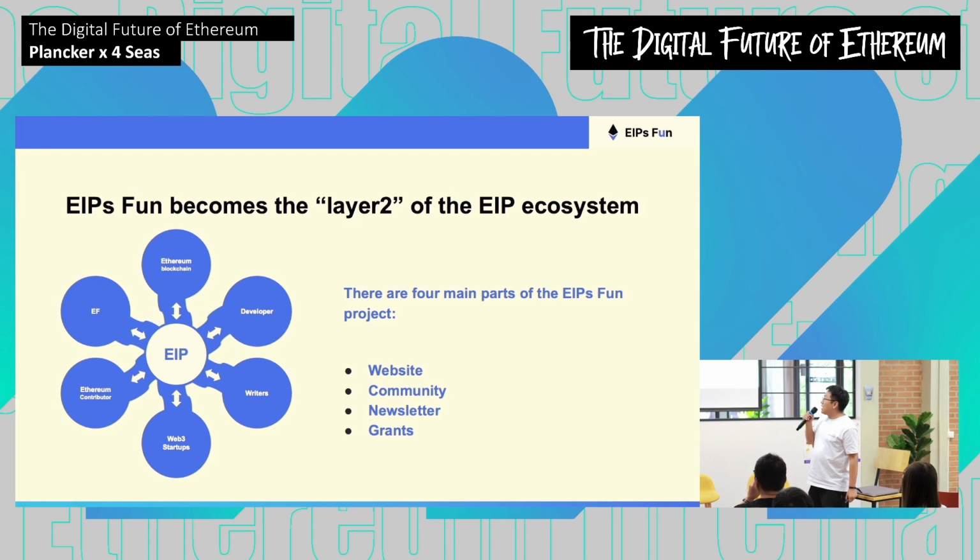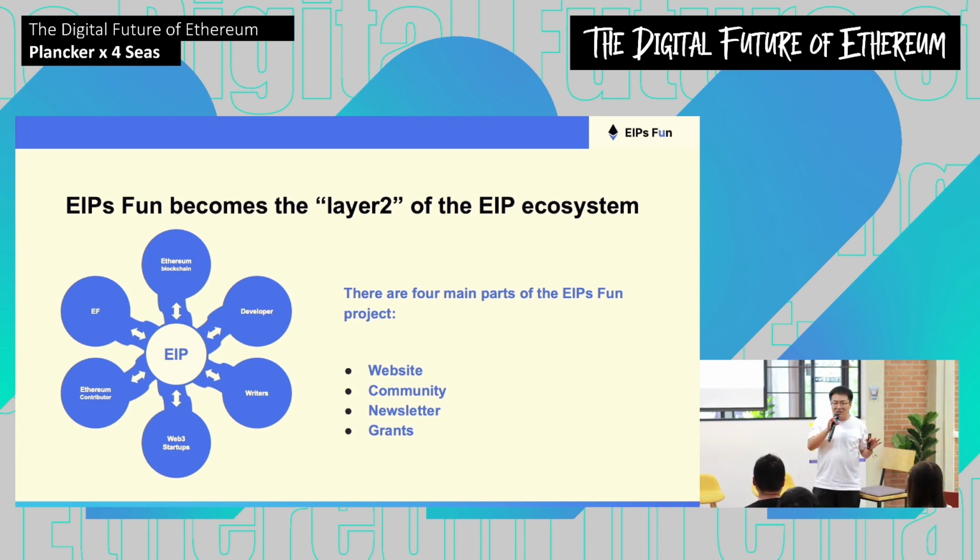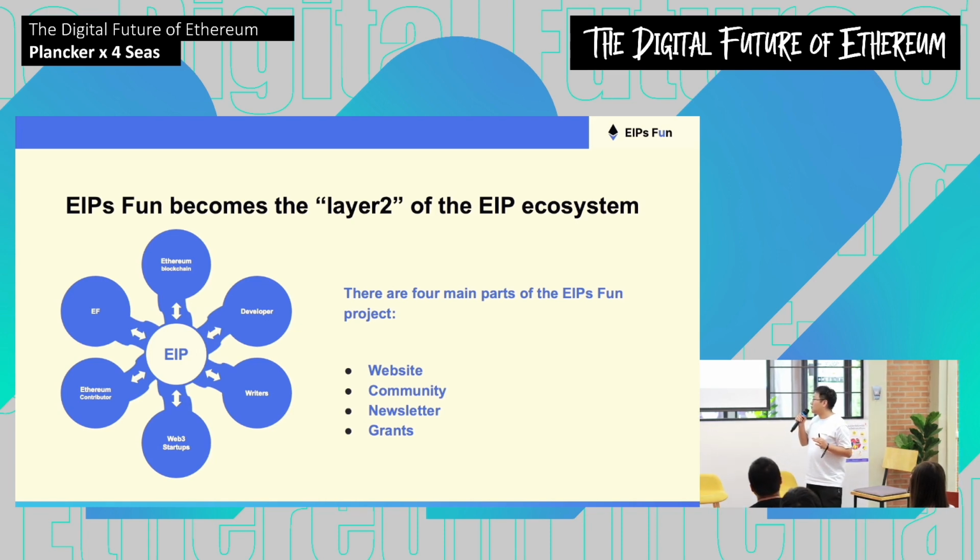So therefore, EIPs Fun becomes the layer 2 of the EIP ecosystem to make the connection wider and easier. We have 4 main parts of the project, which are website, community, newsletter, and grants.